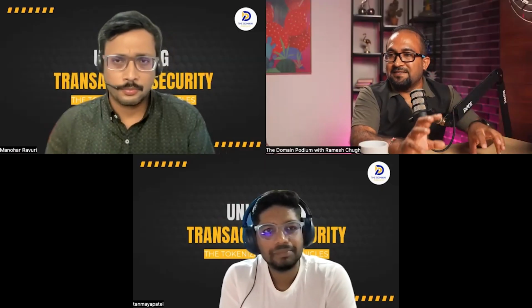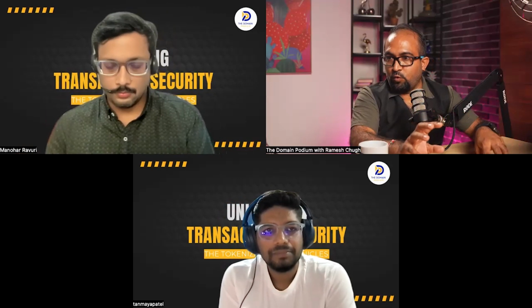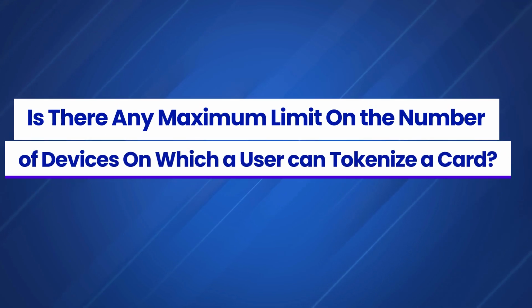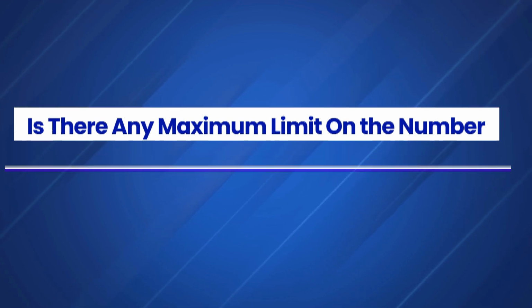So now let's discuss a different perspective of tokenization, the scenarios which are not very common for a user to experience on a daily basis. But still, as a user, I may want to know if there is any maximum limit on the number of devices on which I can tokenize my card.